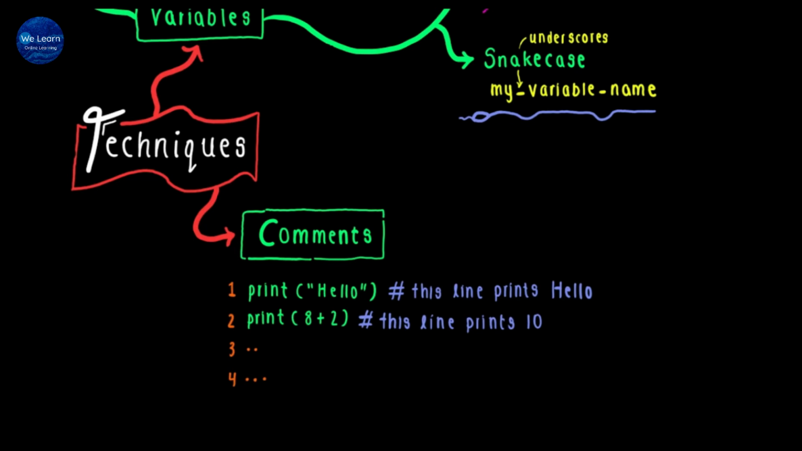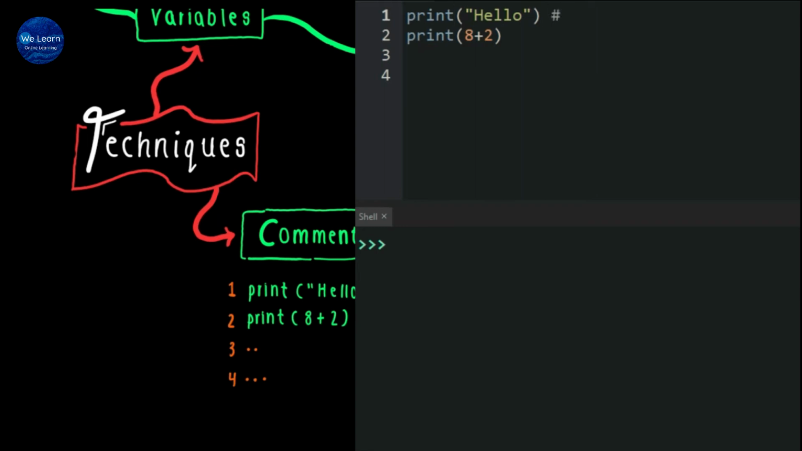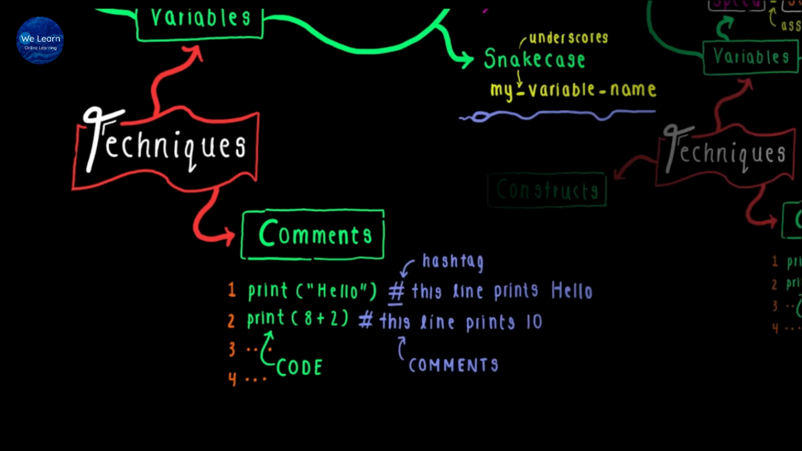If I show this to you in Python, in front of each of these statements, I can say what it does. I can say this line prints hello, and next line you can say this line prints 10. If I just run this, you will see that hello and 10 are printed. Since you've written it with a hashtag, that part of the program doesn't affect the overall code.